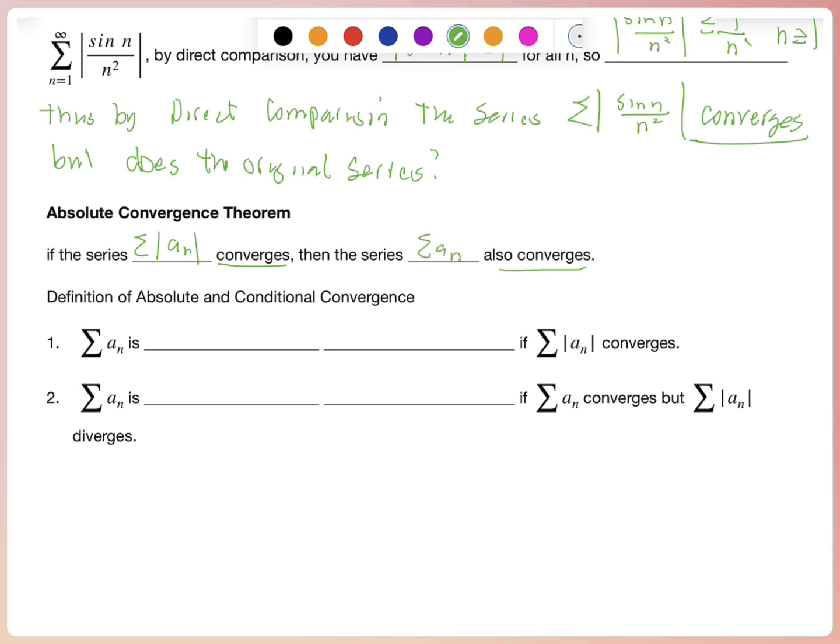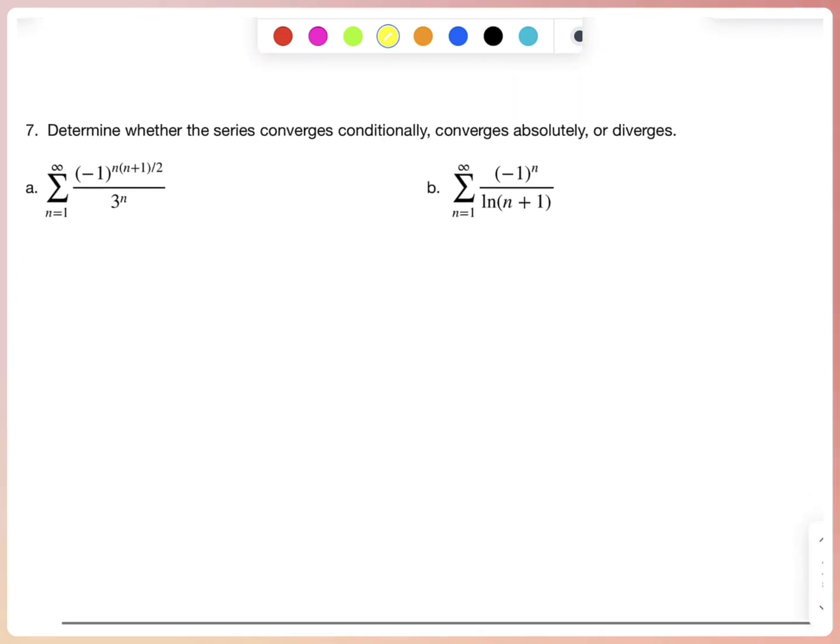If the summation of the absolute value of a sub n converges, then the series a sub n also converges. So our answer to the question above is yes, it converges. Definition of absolute and conditional convergence: the summation of a sub n is absolutely convergent if the summation of the absolute value of a sub n converges. The summation of a sub n is conditionally convergent if the summation of a sub n converges, but the summation of the absolute value of a sub n diverges.